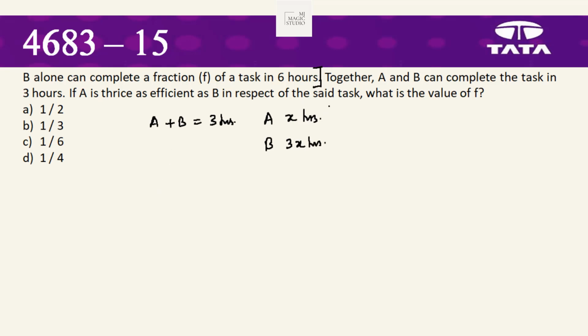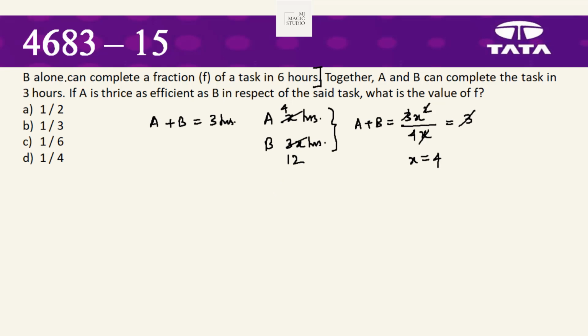Now if we combine these two by our Rule 8 formula, A plus B should be equal to product by sum. That is 3x square by 3x plus x, which is 3x by 4. And this is given as 3. On solving, we get x equals 4. That means A alone takes 4 hours and B alone takes 12 hours to complete the work.